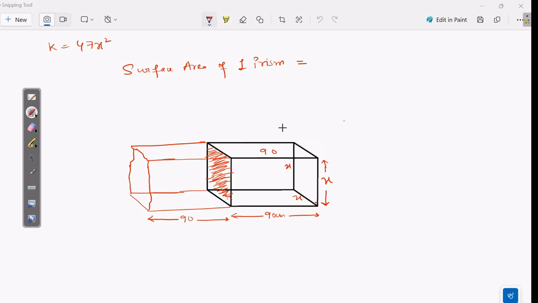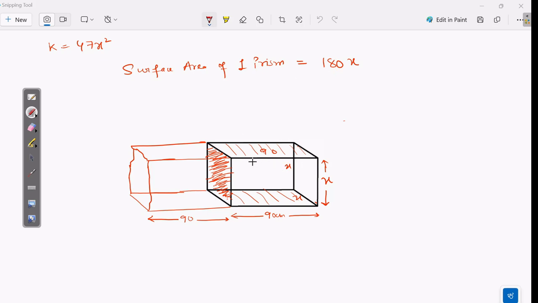So what will you have? Area of the bottom base. Okay, so area of the bottom base is 90 times x, not 900. Sorry, I read that wrong. 90 times x, and you have a similar one on top, so it's 2 times 90 times x. 2 times 90 will be 180, so I'll just write 180x.